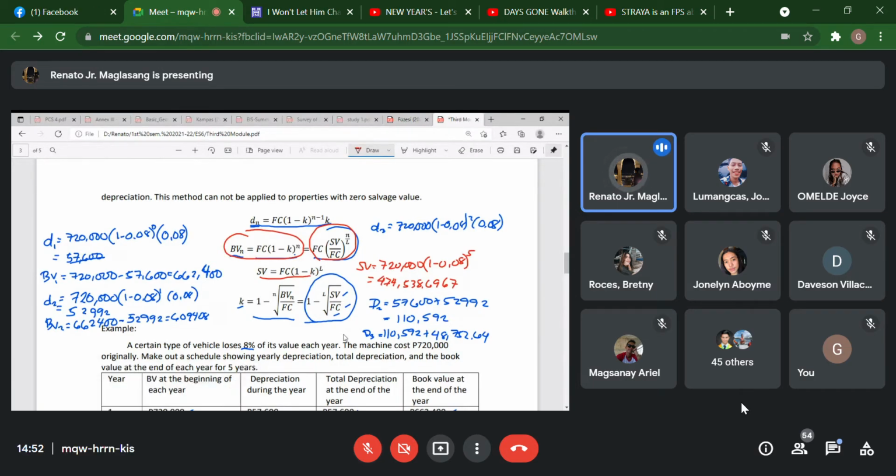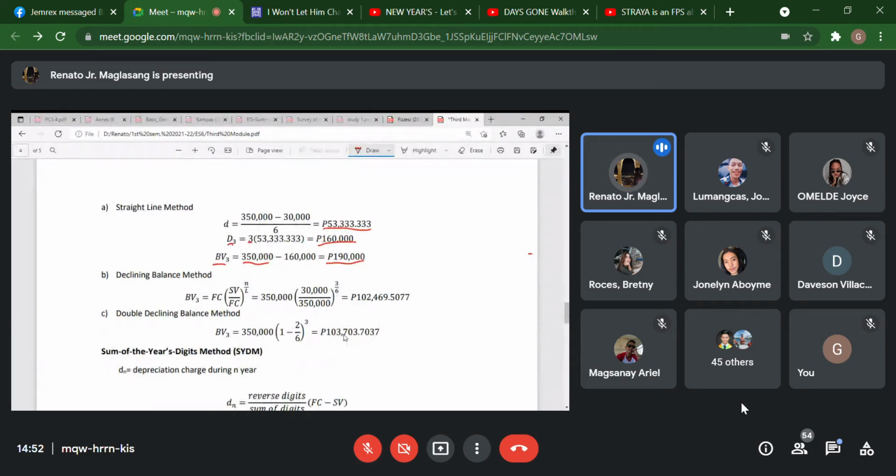So to make it simpler, so that we will not find the value of k, we use this second formula. You have here the salvage value over the first cost to the n over L. Since everything is given, you will have 350,000 times 30,000 over 350,000 to the 3 over 6. So you will have 102,469.5077.